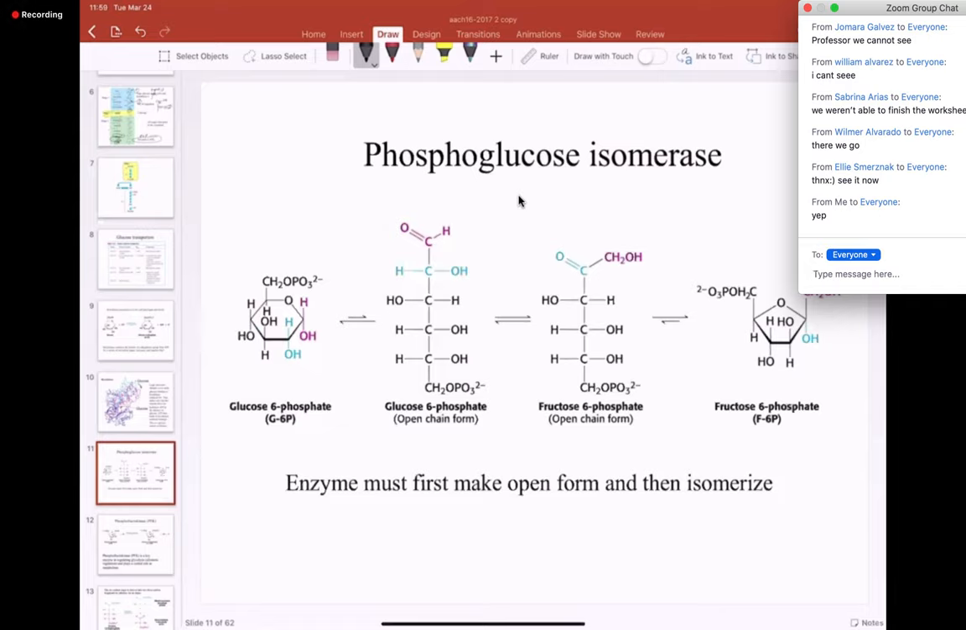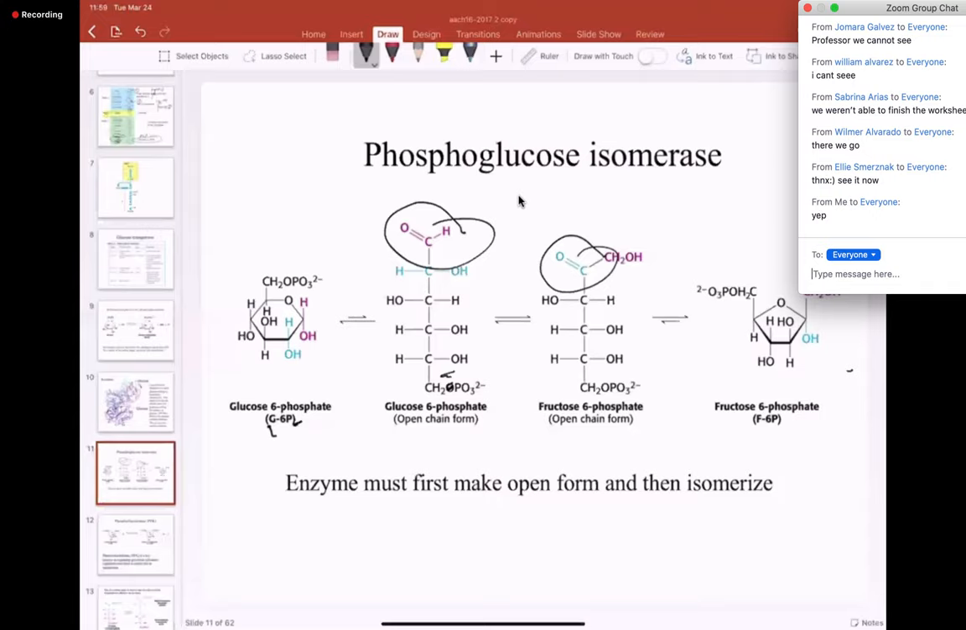Here's the next enzyme in the pathway, phosphoglucose isomerase. What this enzyme does is it takes the glucose 6-phosphate and opens it up into the open chain form where you have the aldehyde. The aldehyde then gets isomerized over to the ketone shown here. So you go from the carbonyl at C1 over to the carbonyl at C2. Once you've done that, this then closes. So the enzyme opens it up, isomerizes it, and then it gets closed.